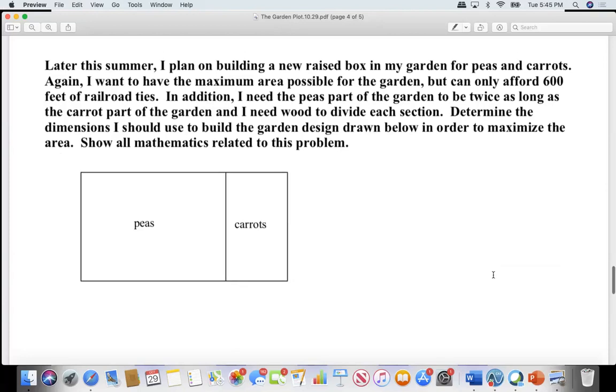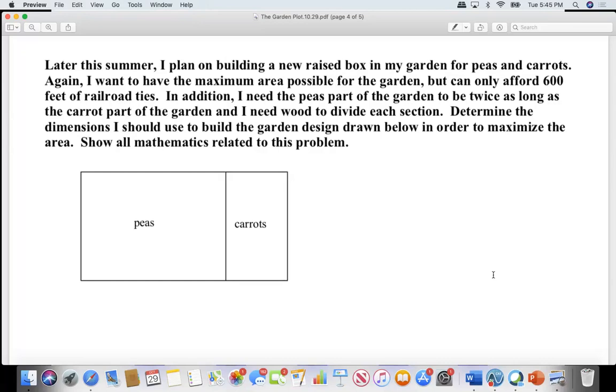And so there's some things where they can only afford 600 feet of railroad ties. So kids need to make the connection that we're talking about the length around things along with the piece that goes through the middle of the peas and carrots. Also, we've got an area situation now that's not just length times width, but the peas need twice as much area as the carrots. So kids have to start juggling a lot of different ideas together and learning how to approach a more complex problem. And again, notice very little to no scaffolding whatsoever on this one.